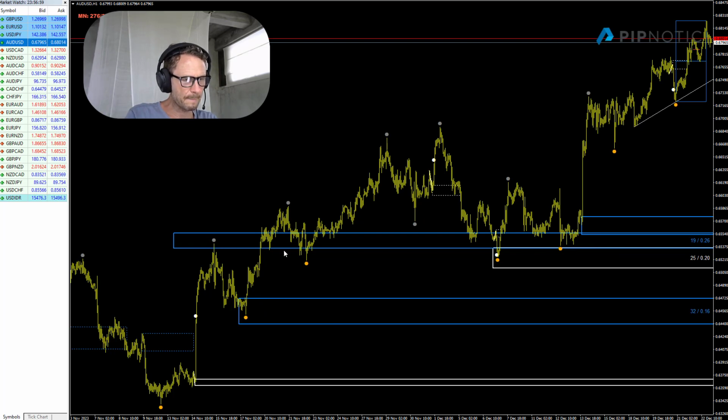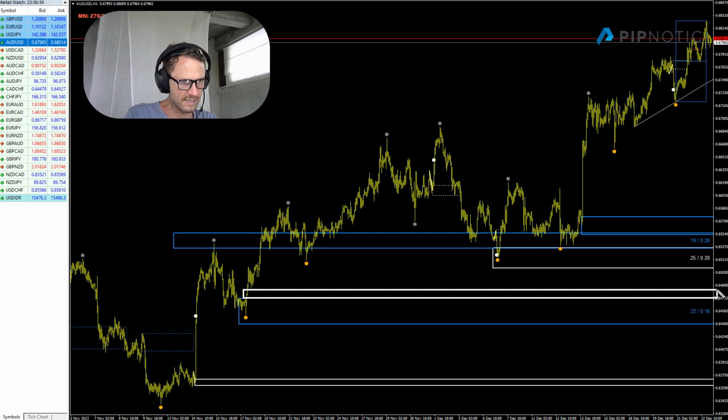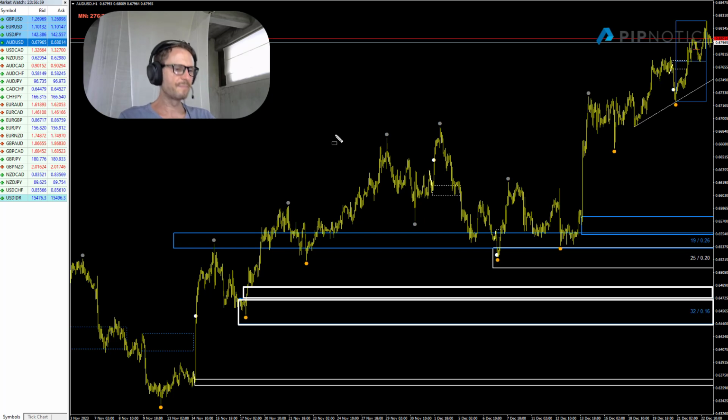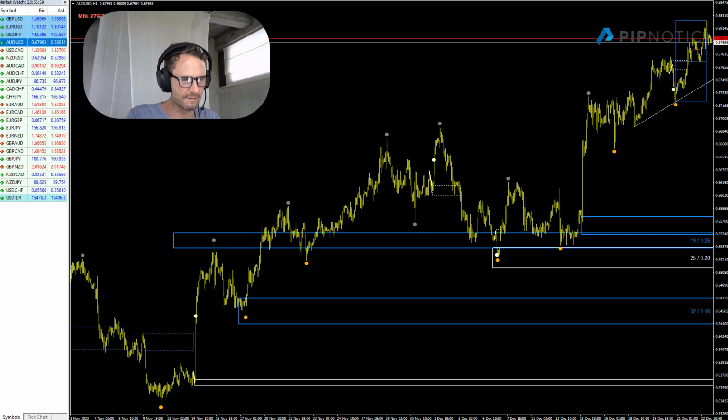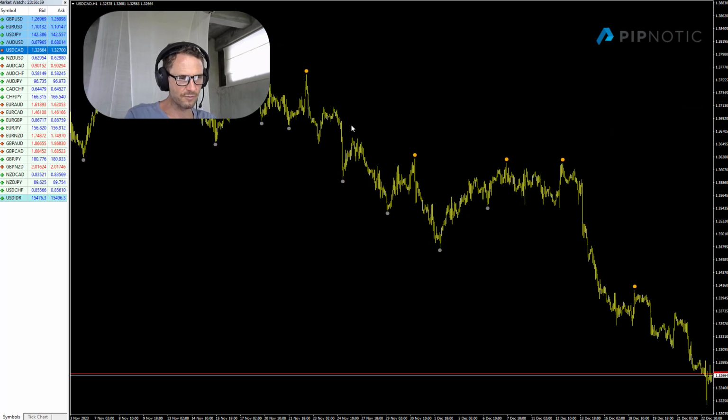So we had the creation of the zone, departure, accumulation. We have a parent-child relationship just here. Price came down to the parent to form the child, and price has not been back to the parent since then. So we do have a lovely buy zone right in here for this area of demand. A very lovely trade scenario here for future reference.